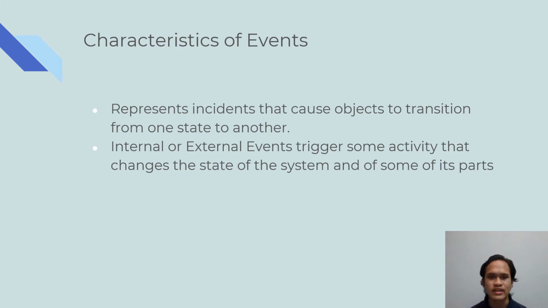Okay, so what are the characteristics of events? Events represent incidents that cause objects to transition from one state to another, just like the example we saw before. An internal or external event triggers some activity that changes the state of the system and of some of its parts.